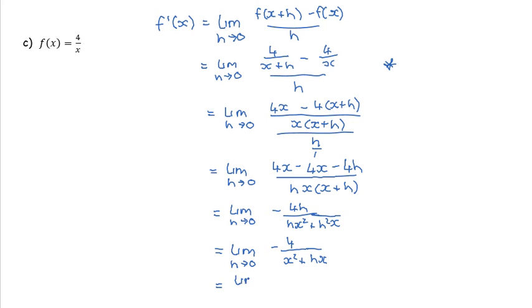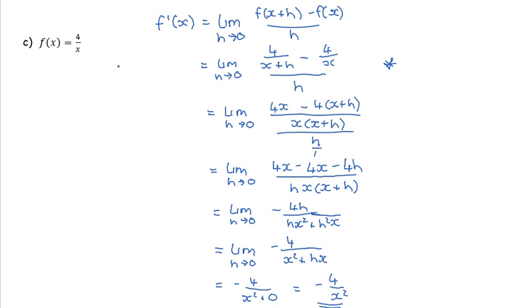So, like I was saying, I'm going to make h equals 0 to work out this limit. That gives me negative 4 over x squared plus 0, which is just negative 4 over x squared. And if you were to try this, if you bring that up to 4x to the negative 1 and then differentiate it as normal, you get negative 4x to the negative 2, which is negative 4 over x squared. So that matches up, and I'm happy with that.